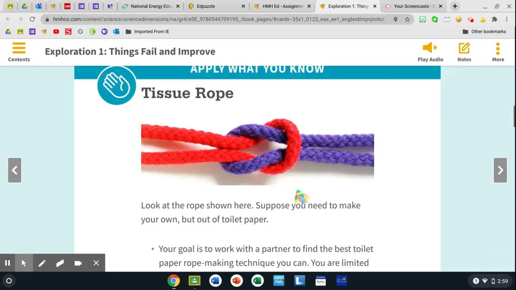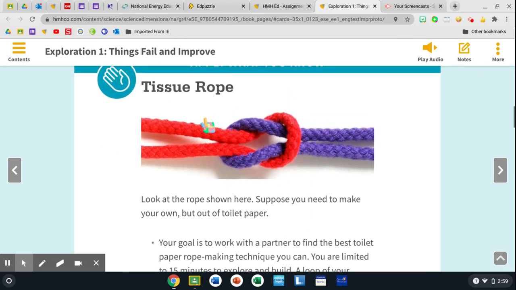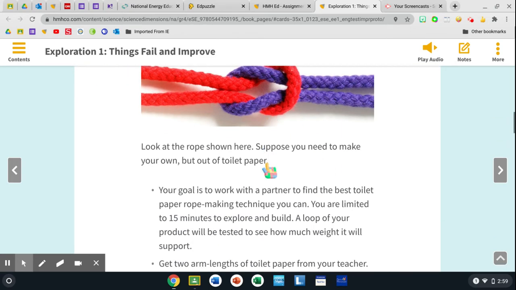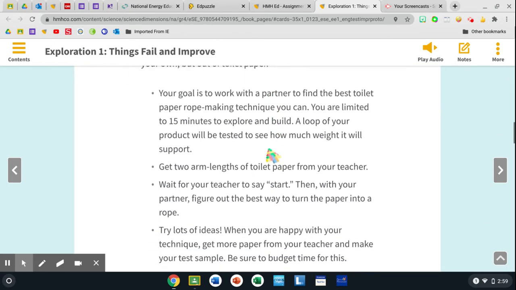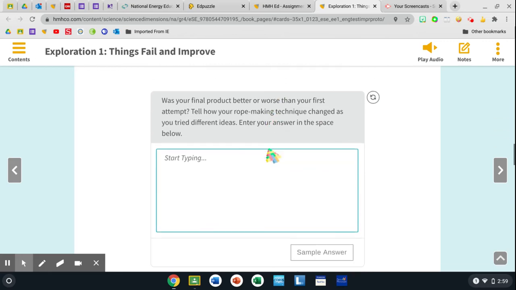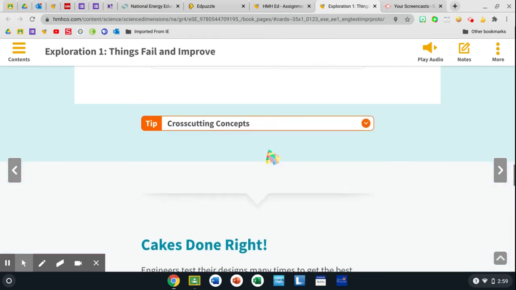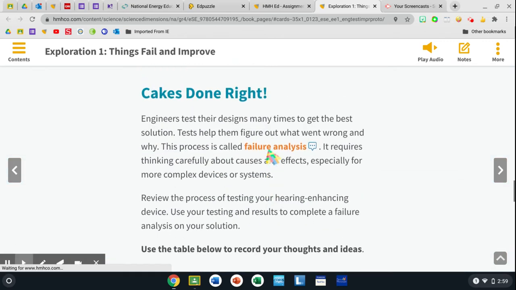So, if you're at home and you would like to do this at the tissue rope, that is something fun you can do. You can read through there and do it with them, but we're going to skip it and come on down to Cake's Done Right.